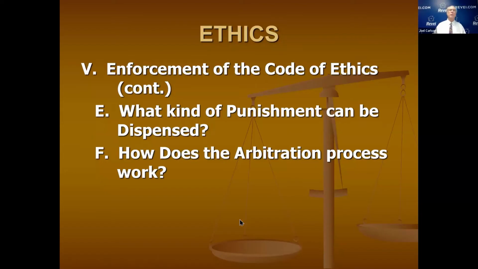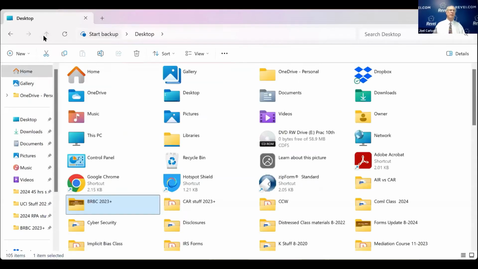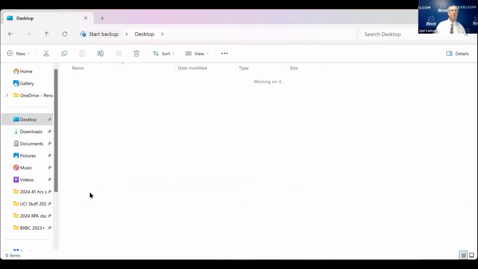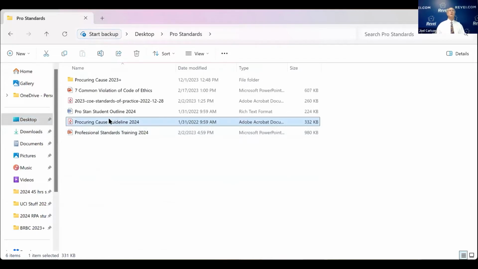Now, what I want to do is show you this procuring cause chart because I believe it is instrumental. Let me go here, do a new share. The procuring cause chart. So I came down here to procuring cause, pro standards, procuring cause guidelines. So here are the procuring cause guidelines. Now, these were the guidelines that you study as procuring cause. So I'm looking at these guidelines here, and there was this chart.